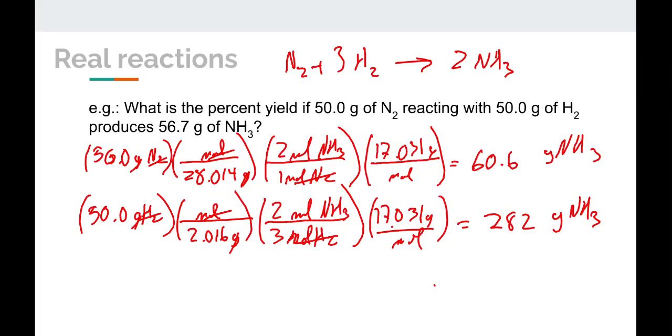Clearly, nitrogen is the limiting reactant here because I can only produce 60.6 grams of ammonia based on the nitrogen that I have. So I'm not going to produce that much. I'm only going to produce 60.6 grams of ammonia.